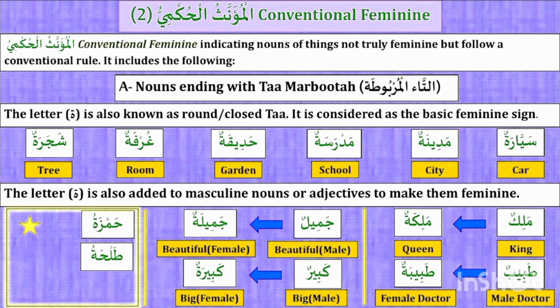The letter ta is also added to masculine nouns or adjectives to make them feminine. For example, malikun, king, is made malikatun by adding ta marbuta, and it means queen. Tabibun, male doctor, and tabibatun, female doctor. And adjectives, for example, jamilun, beautiful for male; jamilatun, for female; kabirun, big for male; and kabiratun, big for female.